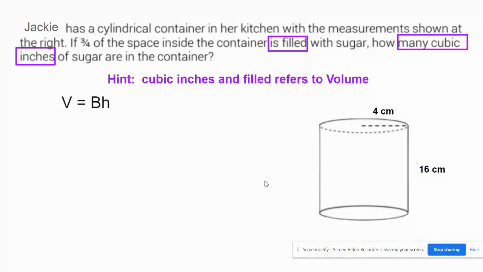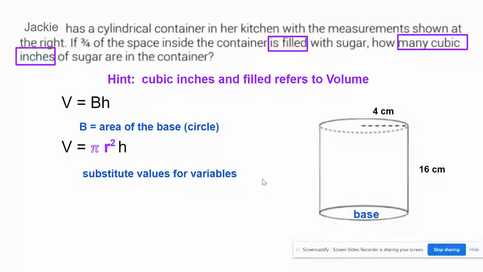So I'm going to use my formula for a cylinder. My base is circular, so my big B I'm going to replace with the area of a circle. So I'm going to replace big B with pi r squared, and I will multiply it by the height of the cylinder. I'm ready to substitute values for my variables. My radius is 4, my height is 16.